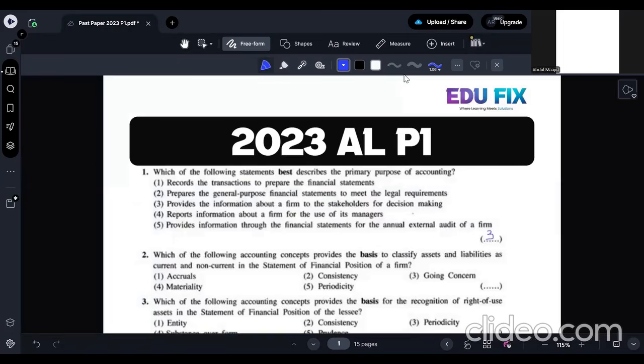When you look at the other statements, records the transaction to prepare financial statements is one process in financial accounting. The second one, prepare general purpose financial statements to meet legal requirements, is the other sub-objective of financial accounting. The fourth one is mainly focusing on management accounting. And the fifth one, provide information through financial statements for annual external audit, is also not the main objective. So the most suitable answer should have decision making for stakeholders, right? So that is the third one.